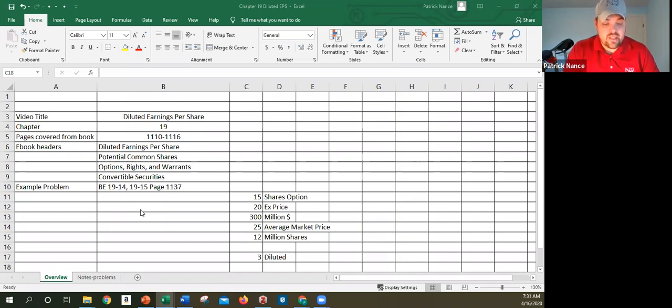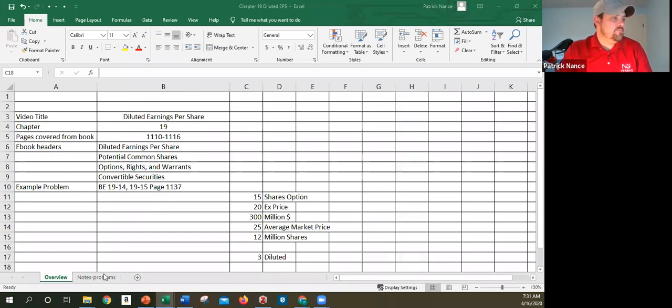I'm looking at illustration 19-12 and adding the conversion number of shares. In this case, the preferred stock is convertible into 3 million common shares. So I simply add the 3 million common shares that could be converted for the diluted EPS.